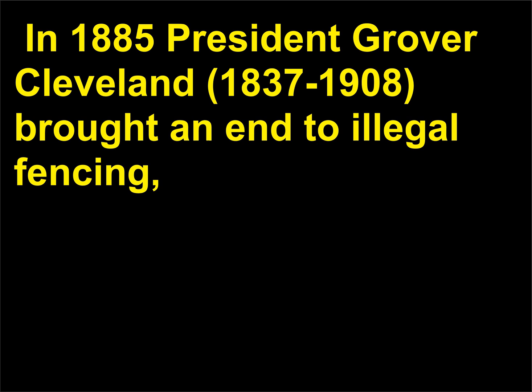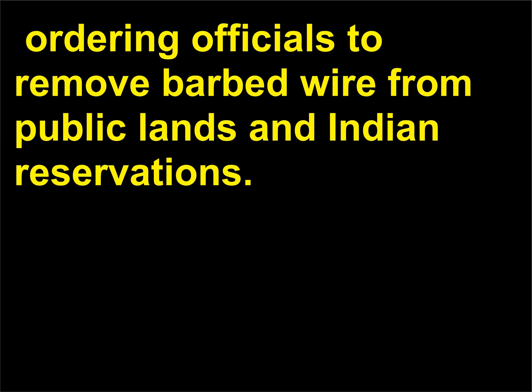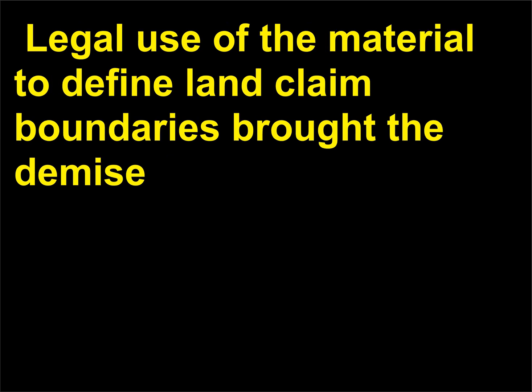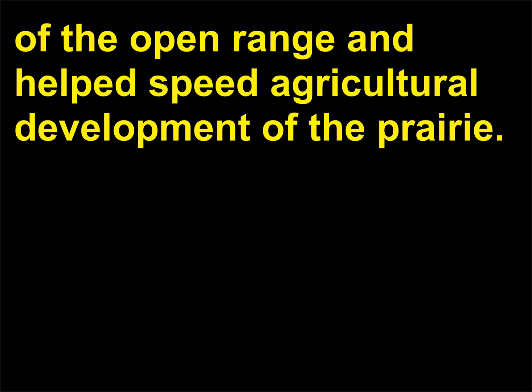In 1885 President Grover Cleveland, 1837 to 1908, brought an end to illegal fencing, ordering officials to remove barbed wire from public lands and Indian reservations. Legal use of the material to define land claim boundaries brought the demise of the open range and helped speed agricultural development of the prairie.